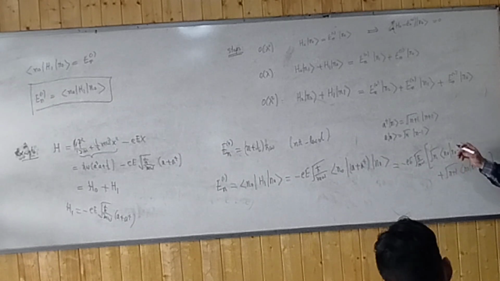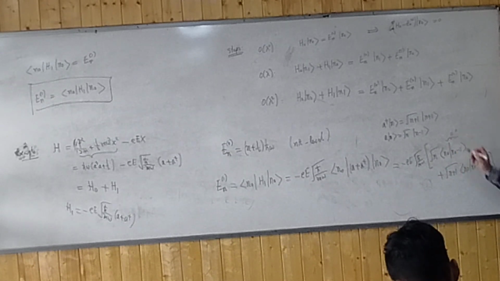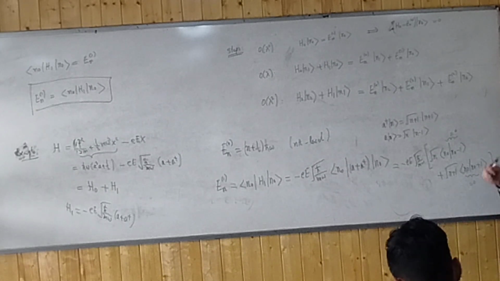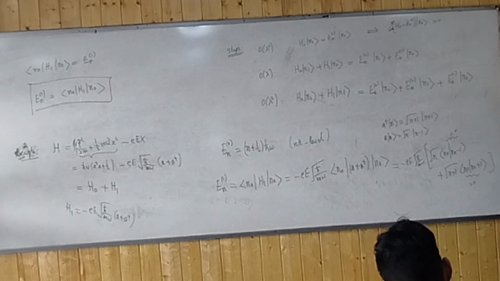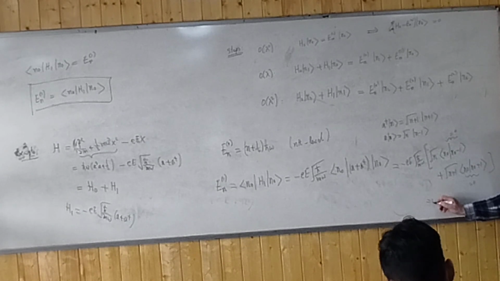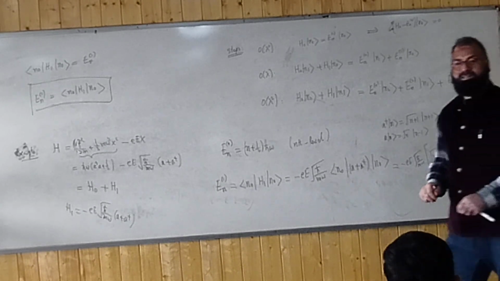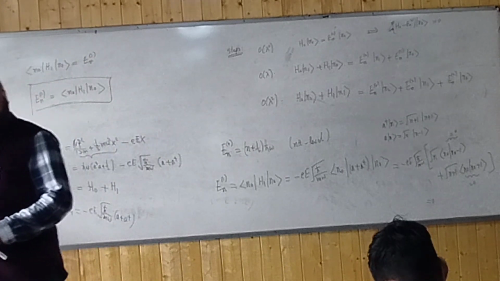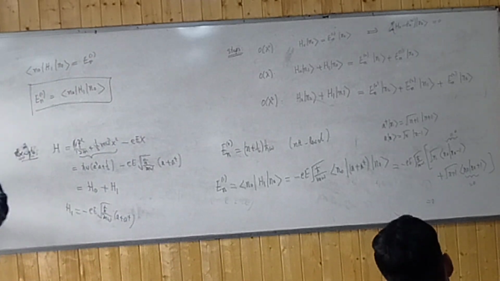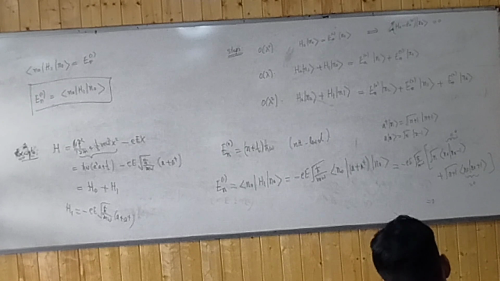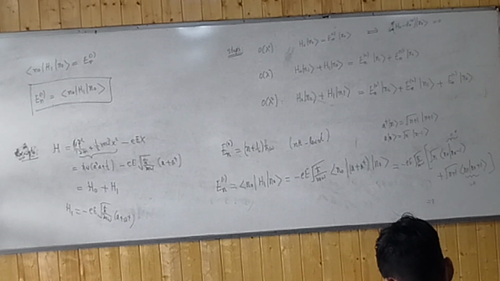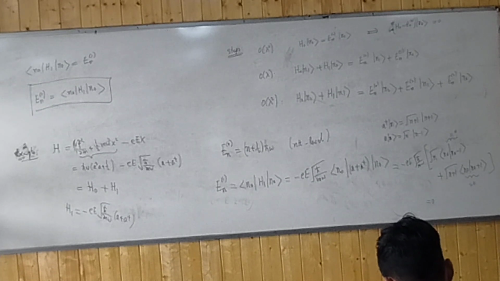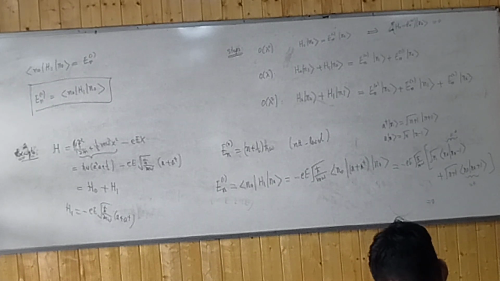Clear? Since these states are not the same, this is equal to 0, and this is equal to 0, because this is the overlap of two different states. So that means you don't have the first order correction to the energy. At first order, the energies are not corrected. There is no first order shift in the energy spectrum of the harmonic oscillator. But when we go to the second order, you will see a second order shift. Clear? Got it?